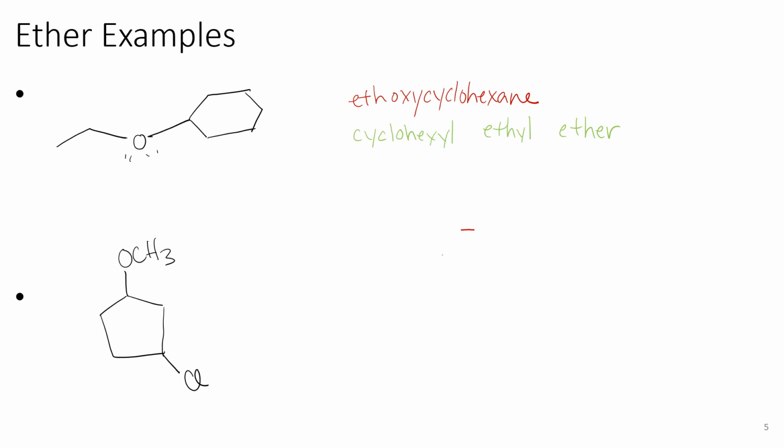For the second one, this would be named as 1-chloro-3-methoxycyclopentane. So if you find the ether, which is right here, what we have done is we have named the larger side, the side that is more complex with other branches, we have named that first. And then we have named the OR portion of it, the ether portion of it, as a branch as well. Notice it is just a substituent, so it acts like just a substituent. So we alphabetize it with the other substituent that is there, which is the chloro substituent.